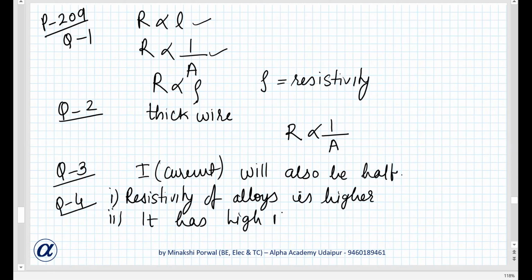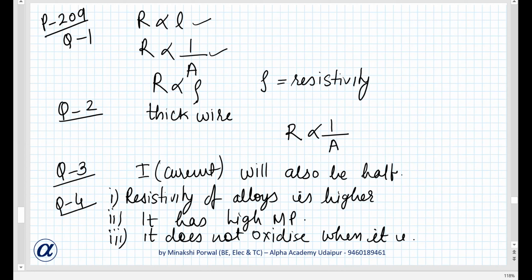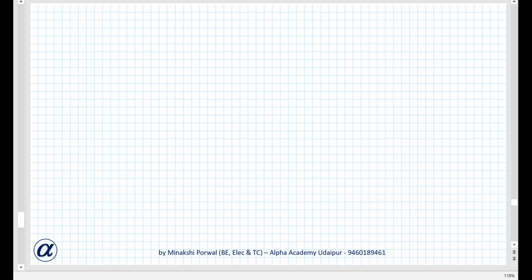It has a high melting point and it does not oxidize when it is red hot. Okay. Then, the table of resistivity which we have seen, you don't have to memorize. Whenever it is needed, you can refer to that table, but you don't need to memorize it.